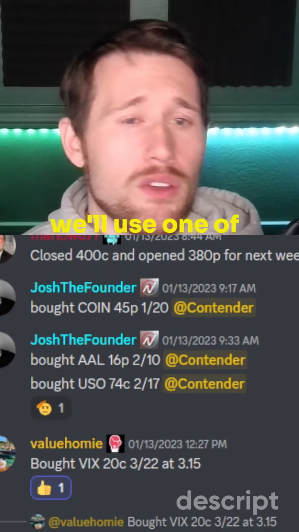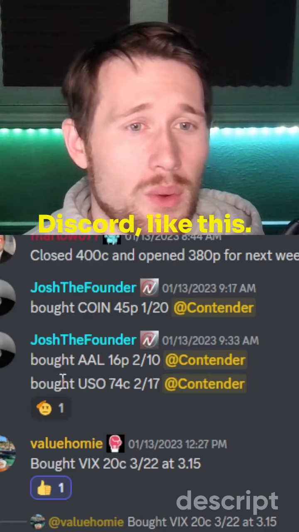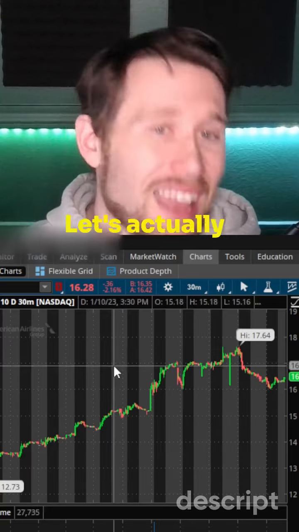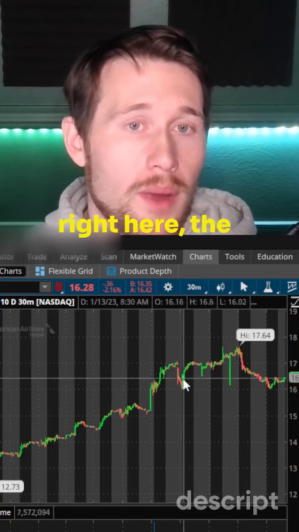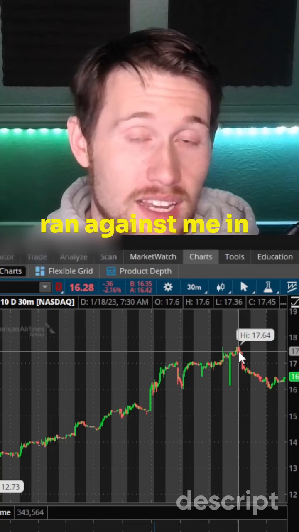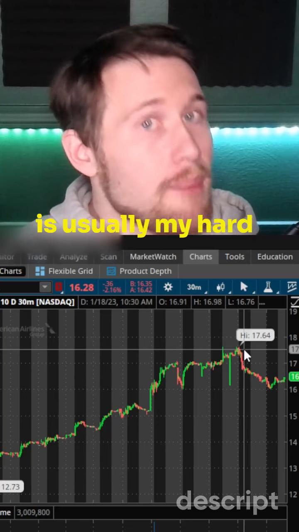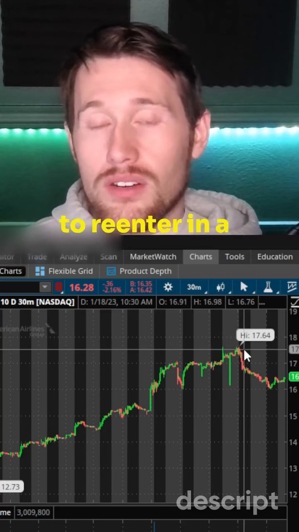As an example, we'll use one of the option plays that I posted in the Discord, like this American Airlines put play that I set up on the 13th. So let's actually look at how that play went for me. Right here, the stock actually ran against me in the short term. Now it went 34% in the red, which is usually my hard cut range. Look to re-enter in a different position.